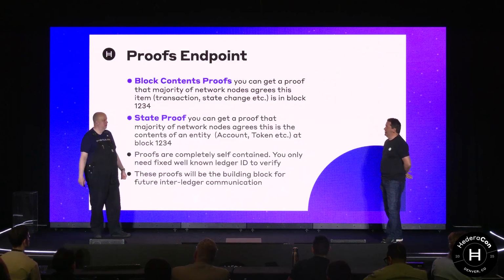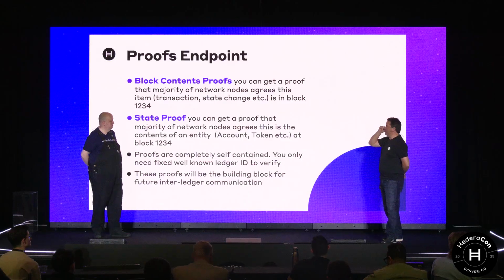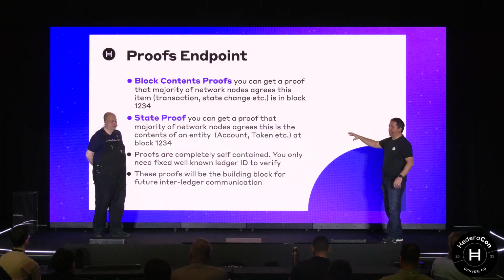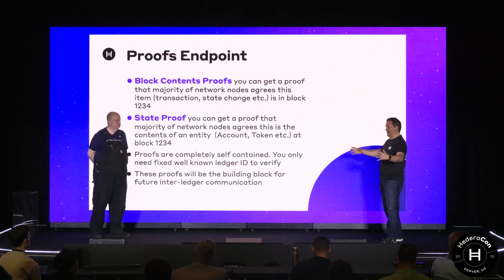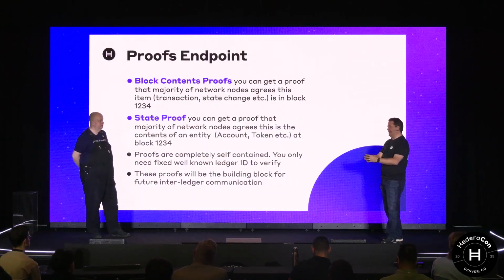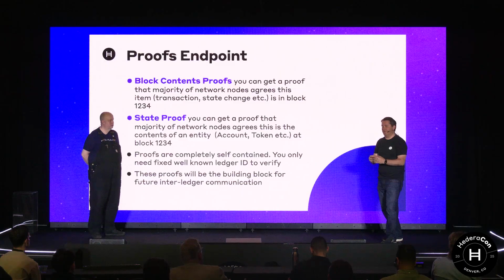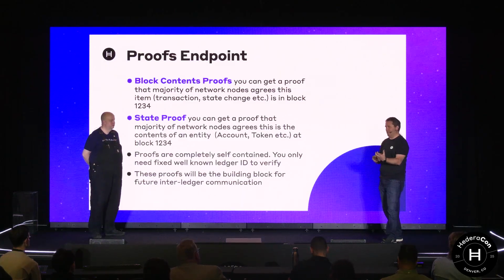And the block contents proofs, at least to me, when Jasper came up with this distinction, I thought, brilliant, because we've always talked about state proofs, and what that means is that in your Merkle tree, there's some state that you can prove was in that tree. But with a block content proof, we have some things that are not in a Merkle tree. For example, if you have an HCS topic, that's in the Merkle tree, but when you submit a message to the topic, it's not in the Merkle tree. It just goes right out into the blockchain, and that's where it lives.